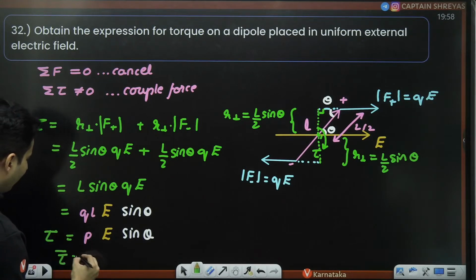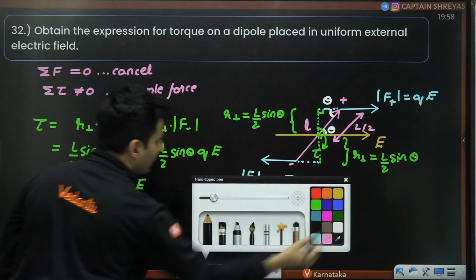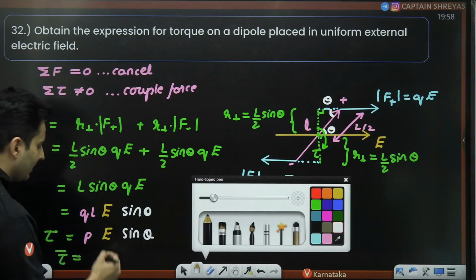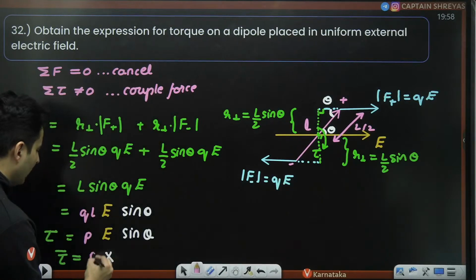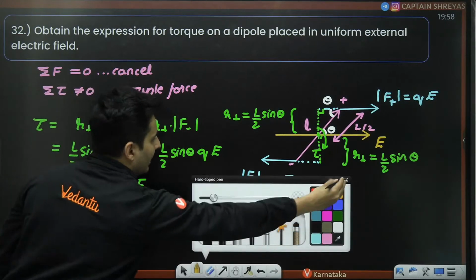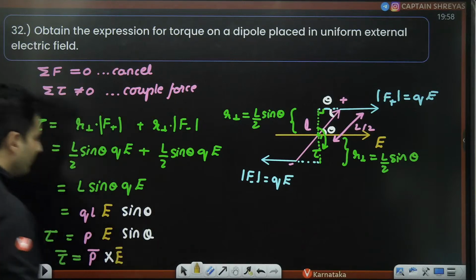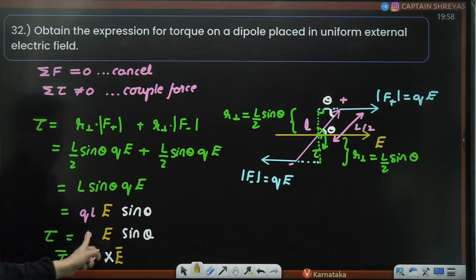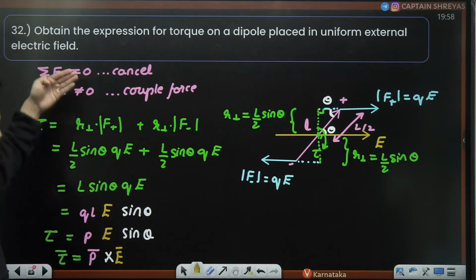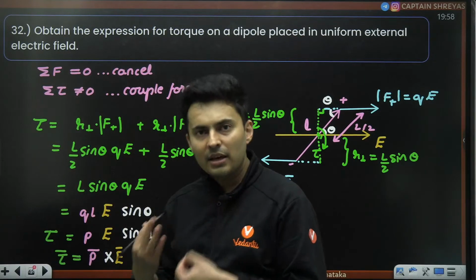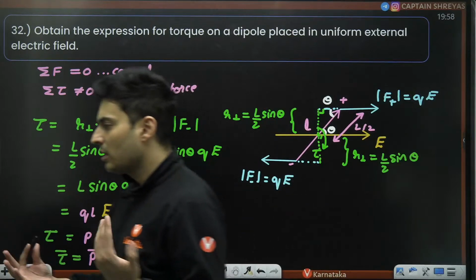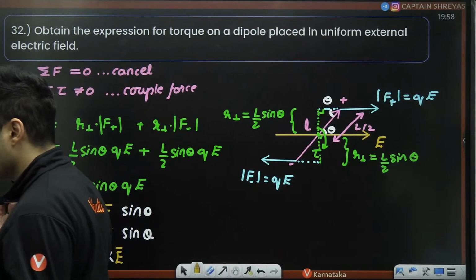But if you write it in vector form, this is a vector, there is a sign in between them. You can put a cross product and you can put the electric dipole moment vector, and here you can put the electric field vector. So this is the vector form, this is the magnitude form. So that is the simple derivation of this. If you want, again watch the replay, you will get a hang of it, so that you practice it 2-3 times, you will definitely get it.